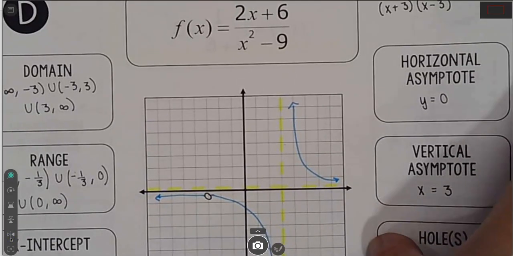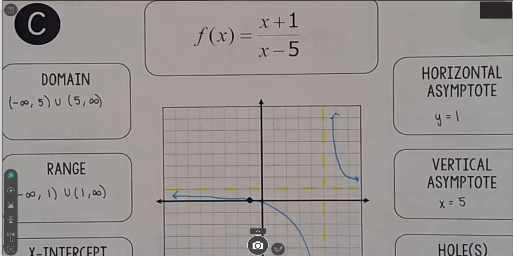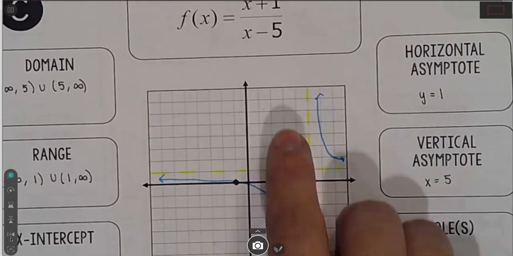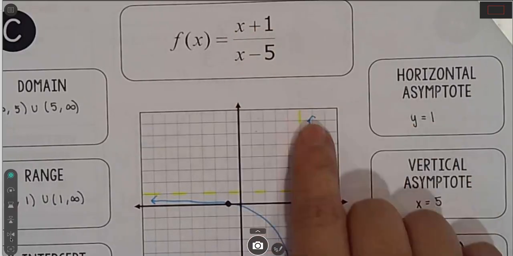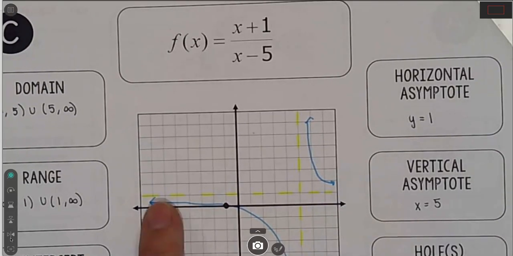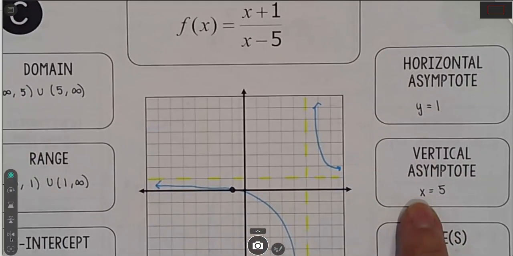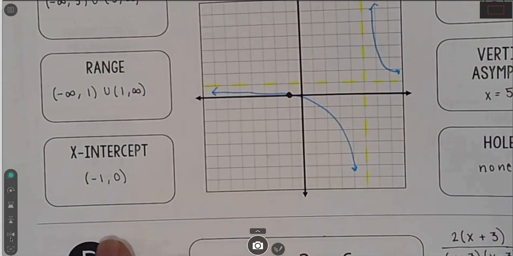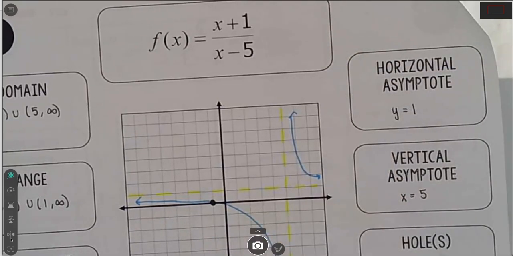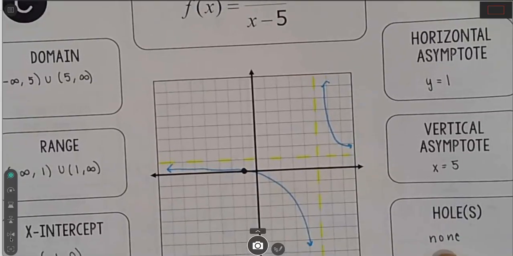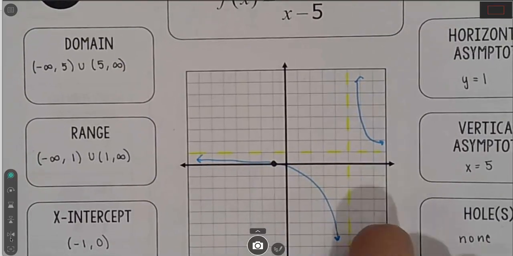Alright, I'm going to cover the last 2 problems. Okay, so problem C is f of x equals x plus 1 over x minus 5. Because the degree on top and bottom are the same, you're going to divide the leading coefficients. 1 divided by 1 is 1, so we have a horizontal asymptote at y equals 1. There's a vertical asymptote at x equals 5 because that's where the denominator equals 0. There's an x-intercept at x equals negative 1 because that's where the numerator equals 0. There are no common factors between the numerator and the denominator, so there are no holes. So using the horizontal and vertical asymptote, we can figure out the domain and range as follows. And so here is the graph.